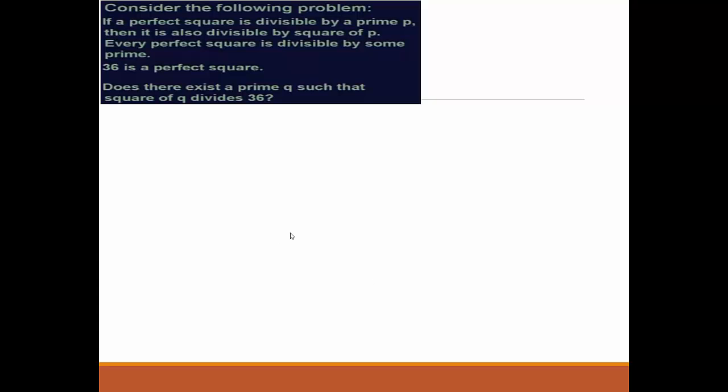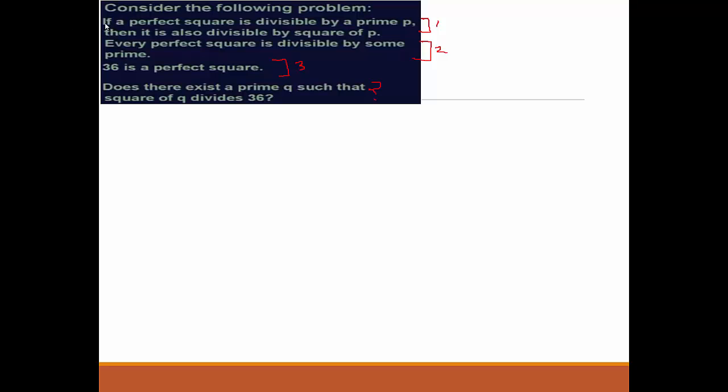Now we have this problem, and we will divide it into three statements. One is if a perfect square is divisible by a prime p, then it's also divisible by square of p. Every perfect square is divisible by some prime. It will be second statement. This will be first statement. And 36 is a perfect square. It's going to be a third statement. And this is what we need to prove, which is does there exist a prime q such that square of q divides 36?